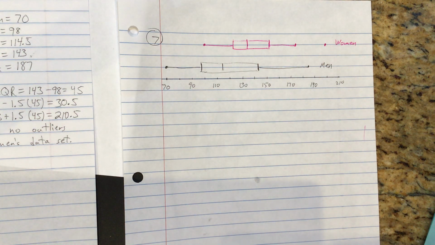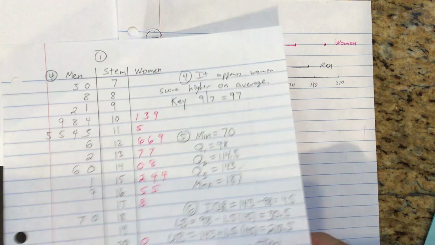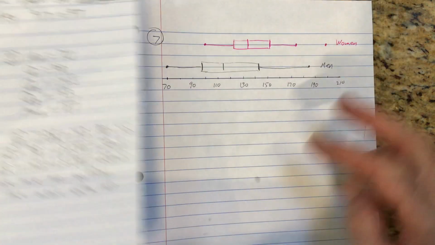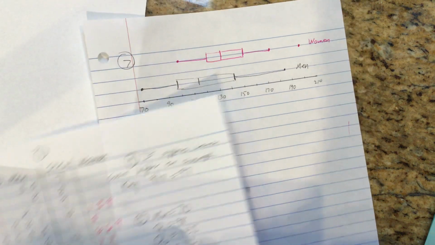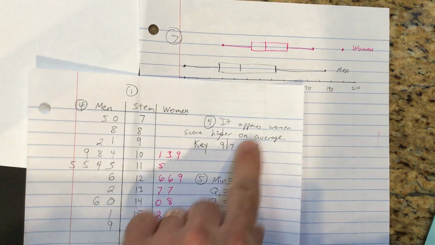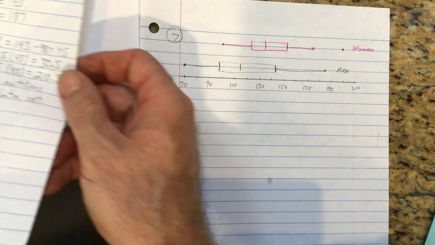Now we've actually made two of the best graphs for comparing when you have two sets of data. Okay? Earlier we did the back-to-back stem plot, and now we've done the side-by-side box plots modified. Looking at both of those plots, you should come to the same general conclusion, right? It looks like the women have higher scores on average.